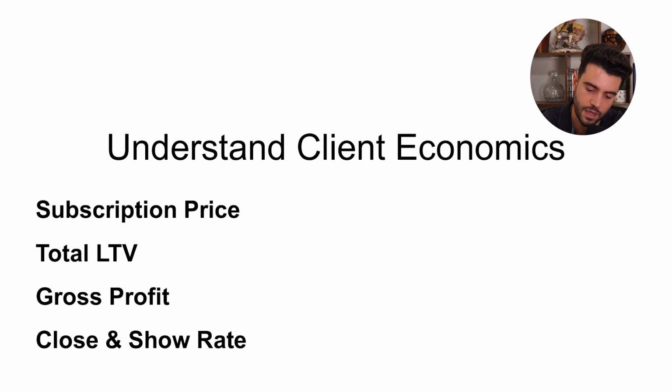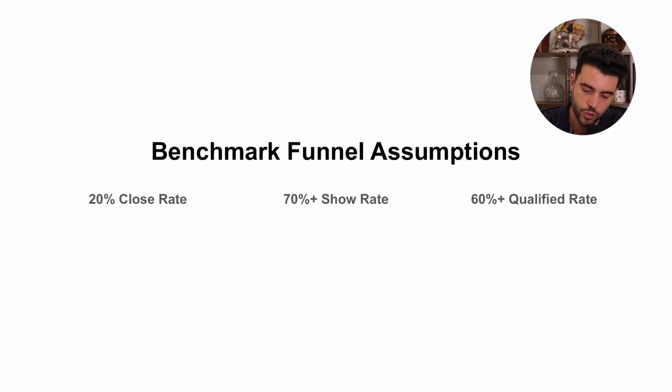Now, typically, if they don't have these metrics, we will assume about a 20% close rate and about a 70% plus show rate on a demo, and a qualified rate, meaning the actual calls that we book on their calendar, should be north of 60%. So 60% of the calls that actually show up should be qualified. You should be closing 20% of those. So now we understand that.